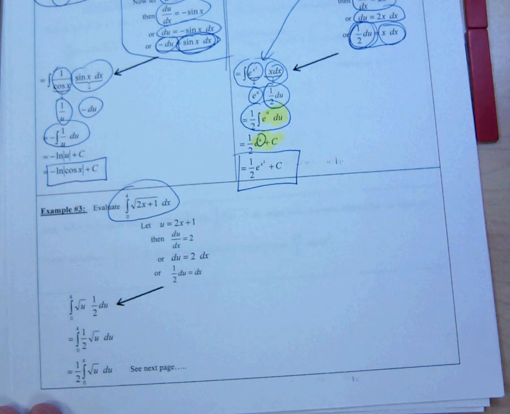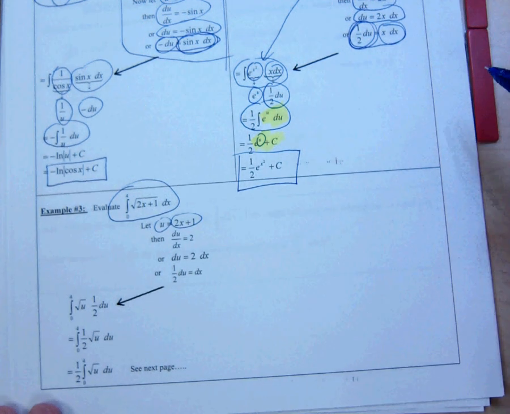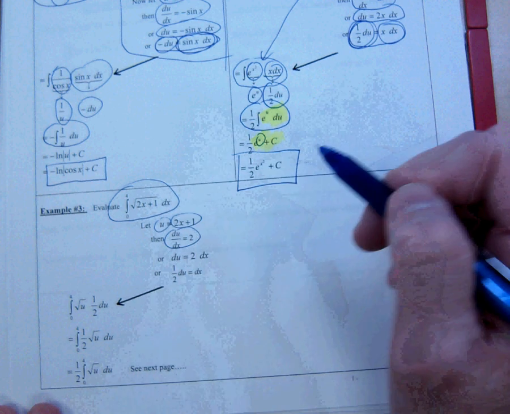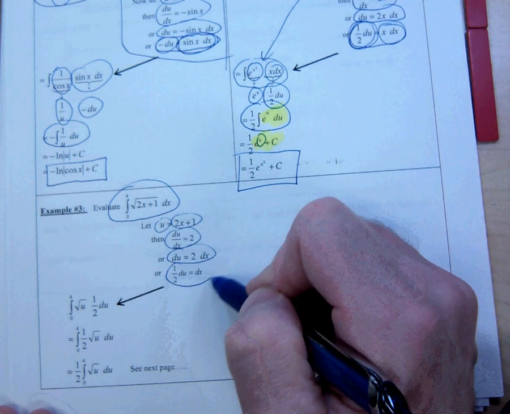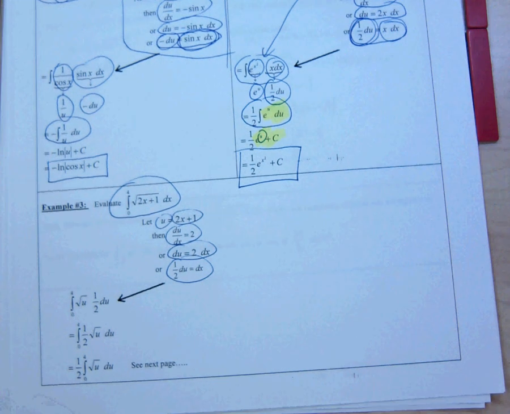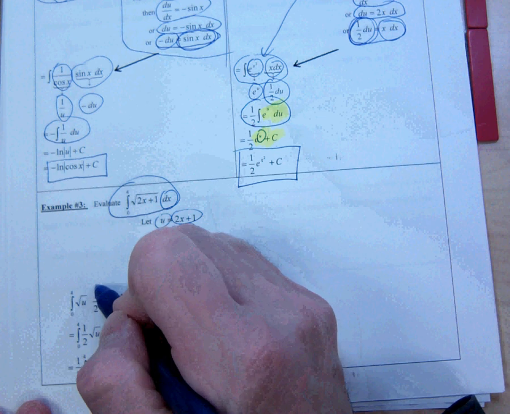You're going to let u be the what? Inside. The inside of the composition. What's the derivative of that? 2. And then if you multiply both sides by dx, you get that. If you multiply both sides by a half, you get that. Okay, so now that I solve for dx, I can replace dx with what?